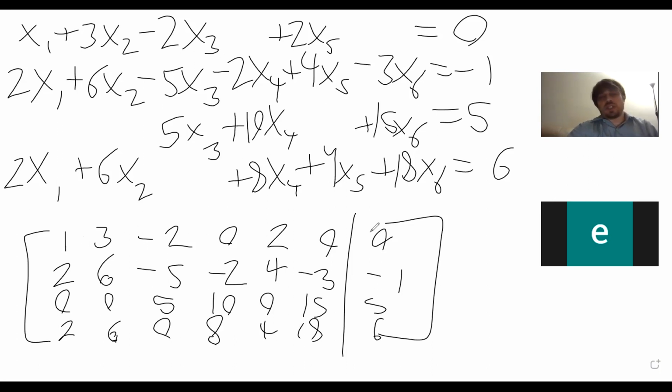You just put the coefficients here. Sometimes people put a vertical line here. I do that. That way you separate the coefficients of the x's here and the constants at the end of the equation here. Okay, so this is our corresponding augmented matrix.